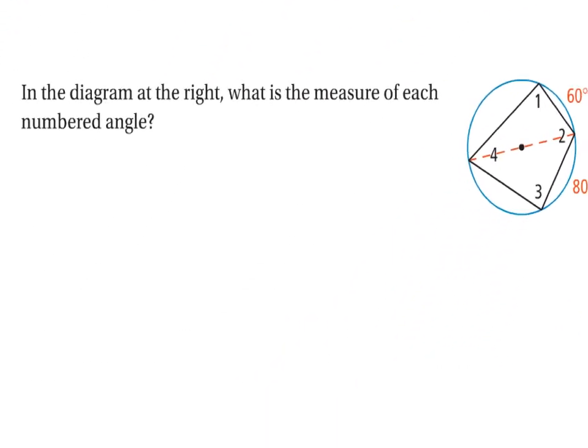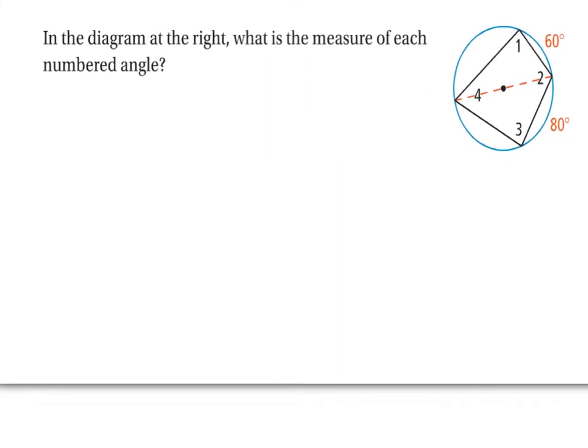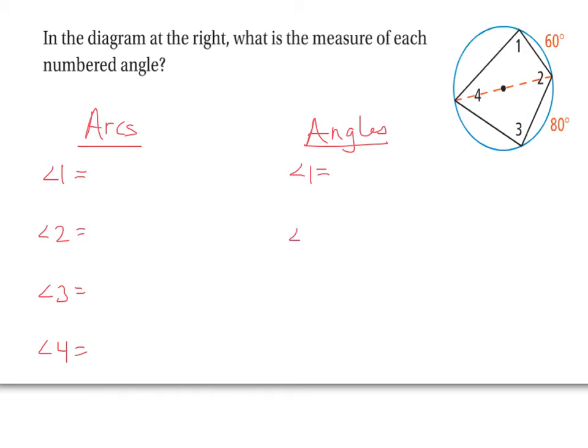Alright, let's take a look at the last example. It says in the diagram here, what is the measure of each numbered angle? Okay, so as you look, you'll see you have a dotted line here that is considered a diameter. And so that kind of gives it away a little bit here. Now, as I put this down, I'm going to put down my list of arcs here, and then my angles here, and the arcs that go with these angles. We're going to go angle 1, angle 2, angle 3, and angle 4. And we're going to figure out how much these angles are.